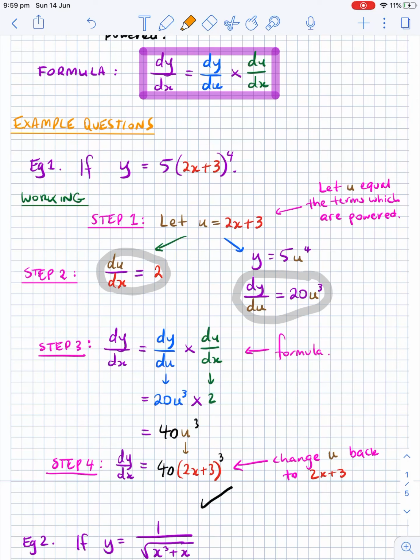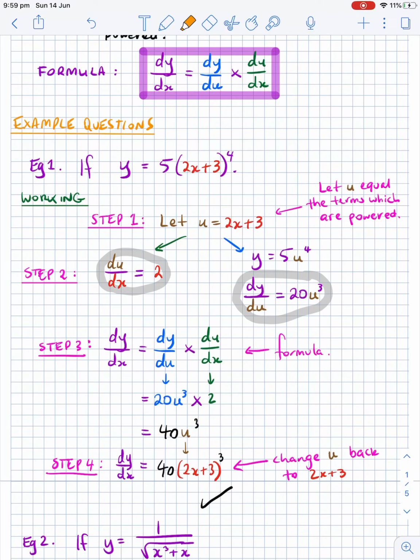And step number 2 is to differentiate u in terms of x. The derivative of this is just going to be equal to 2, because the derivative of 2x is 2 and the derivative of 3 is 0. So we get that first part, du dx, which is part of our formula right there. And we want to get this other part of our formula. We want to figure out what dy du is.